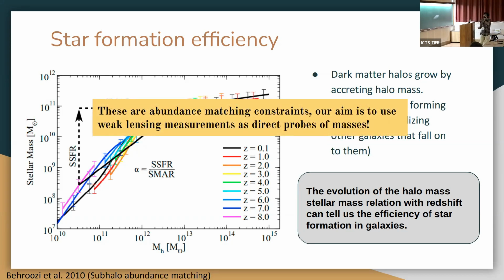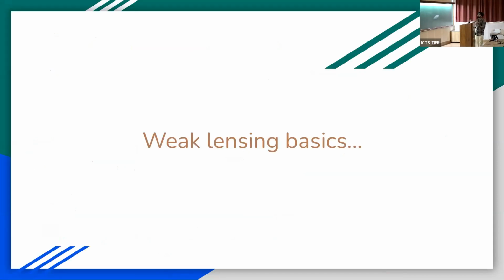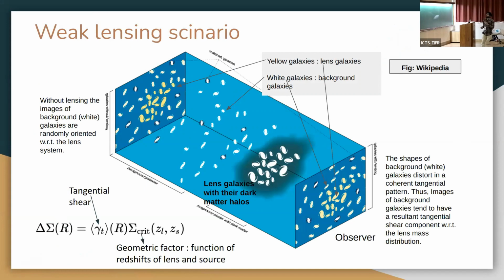So these are the abundance matching constraints, and we will be using weak lensing as a direct probe of masses, because in abundance matching, when you infer the relation, there are assumptions involved. One key aspect of lensing is that you measure the total matter directly. So I'll quickly go through the basics of lensing for the students who don't work in this field.